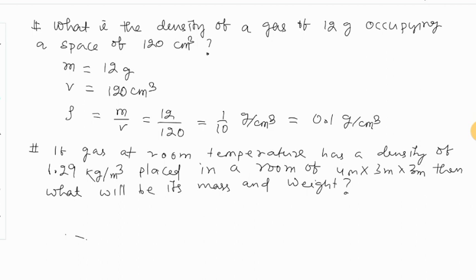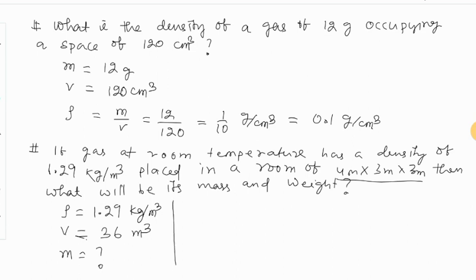What will be its mass and weight? Now, here the density is given, 1.29 kg per meter cube. Volume is given, that is 36 meter cube. It is asking to find mass.